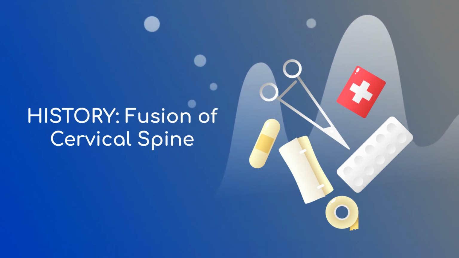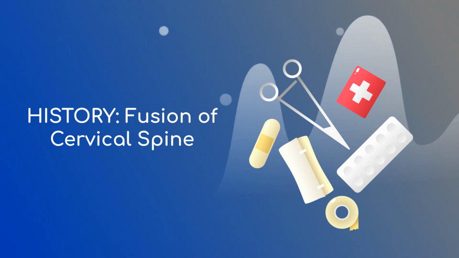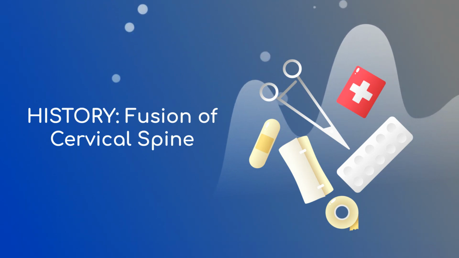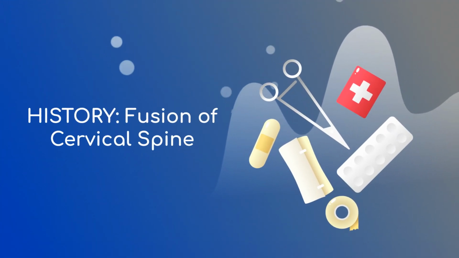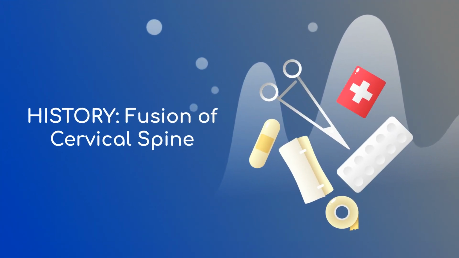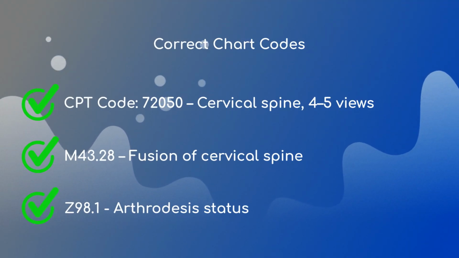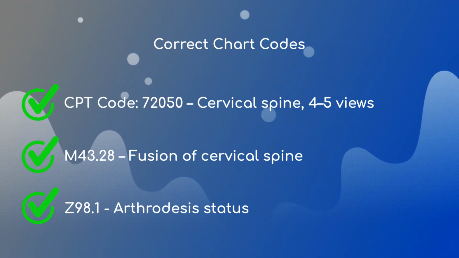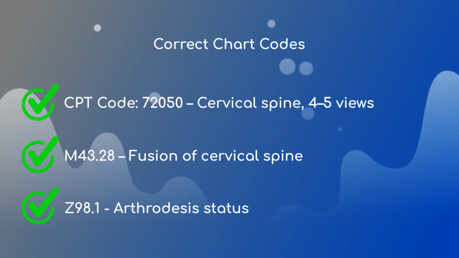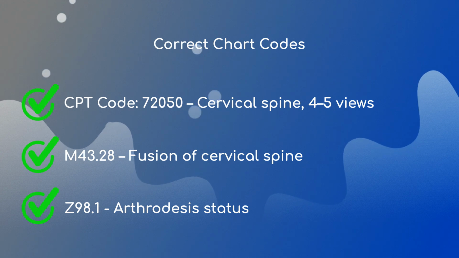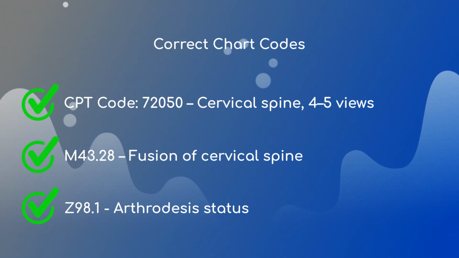Avoid coding any incidental findings like degenerative disc disease or obscured anatomy unless the radiologist or provider states that these findings are clinically significant or the reason for the exam. The appropriate diagnosis code should reflect post-surgical status. The correct ICD-10 codes for this report are M43.28, fusion of spine, cervical region: only use if the fusion itself is the primary focus of the visit or documented reason for continued follow-up. Z98.1, arthrodesis status for the fusion hardware.